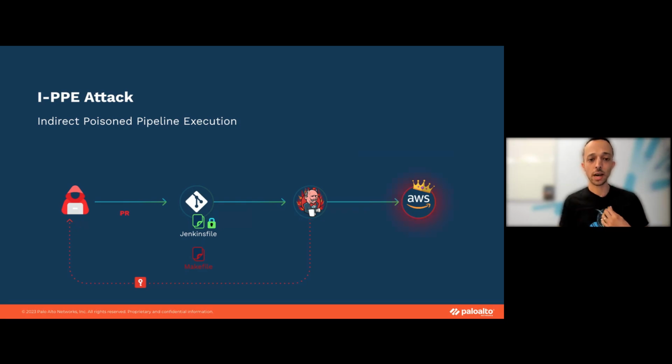now directly access it. So rather than poisoning the pipeline by inserting malicious commands directly into the pipeline definition file, like in direct PPE, now in indirect PPE, an attacker injects malicious code into files which are referenced by the configuration files. That's indirect poison pipeline execution.